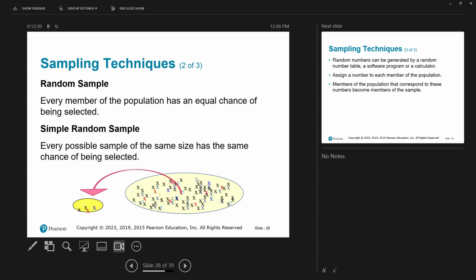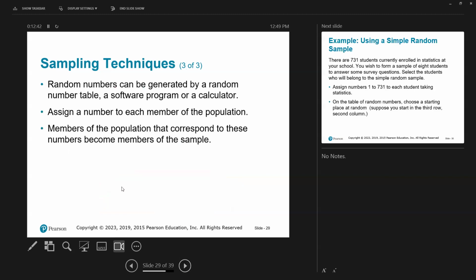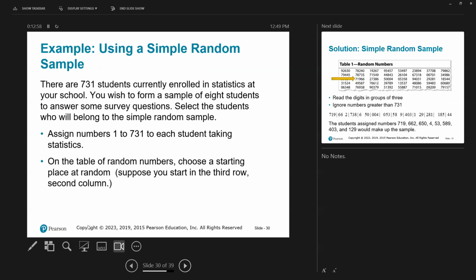So every member of the population has an equal chance of being selected. Every possible sample of the same size has the chance of being selected. Random numbers can be generated by a random number table, a software program, or a calculator. Assign a number to each member of the population. Members of the population that correspond to these numbers become members of the sample, using a simple random sample.